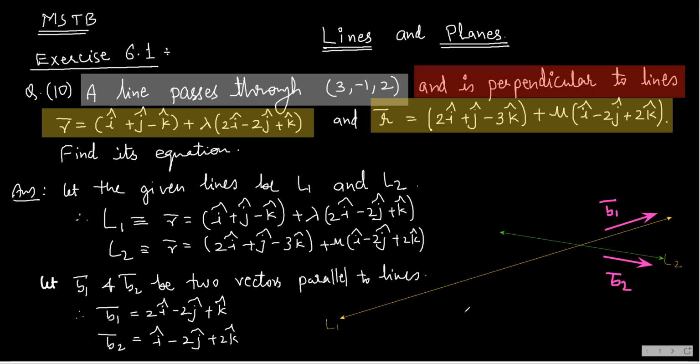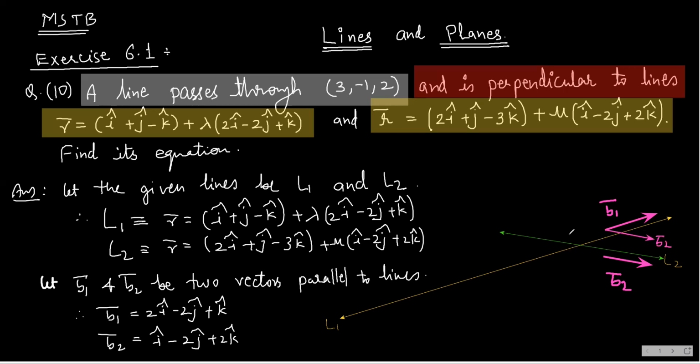Now tell me, students, if I find the cross product of these two vectors, what will I get? You will understand what I'm trying to say. Let me take B2 bar this way. I'm shifting B2 bar parallelly. These are all free vectors, so I can do this.